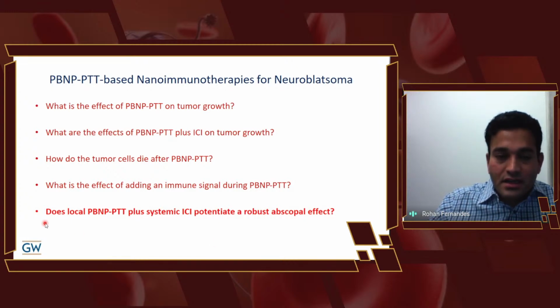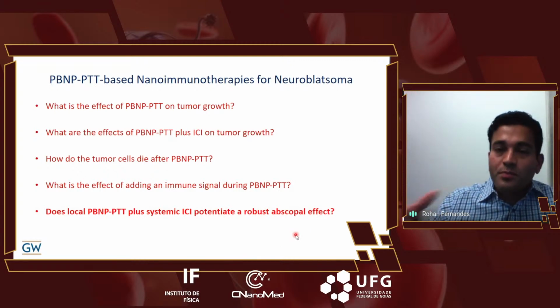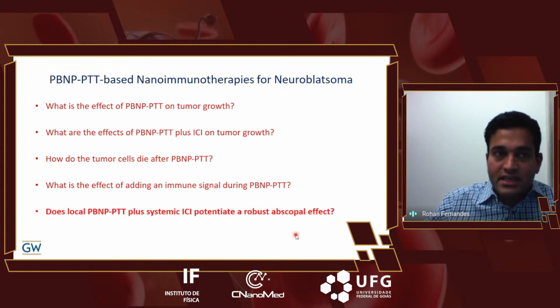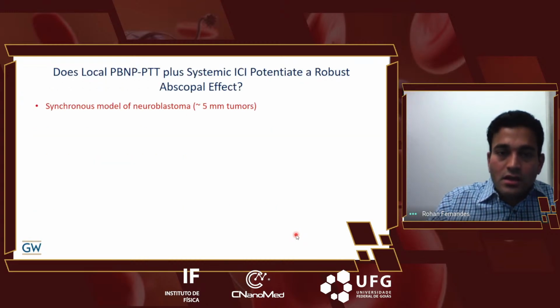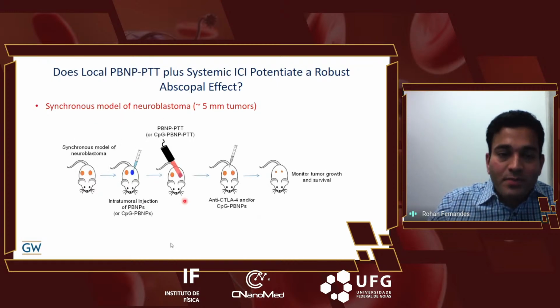So we asked the question, does this local PBNP-PTT combined with systemic immune checkpoint inhibitors potentiate a robust abscopal effect? Because remember, our target population is still high-risk neuroblastoma, where you have tumor dissemination. So for this particular study, we didn't use a single subcutaneous model of neuroblastoma, but a synchronous model of neuroblastoma. So what do I mean by that?